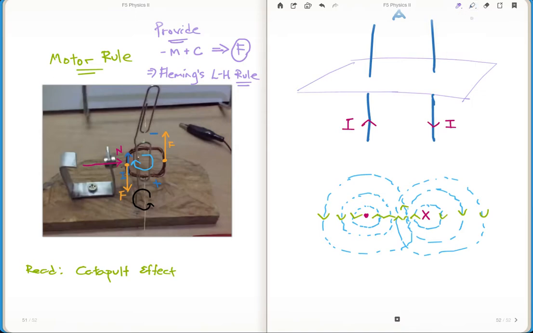So what happened now is, how do we determine where the force is? If you are in the middle of this region, what happened? Here you have a magnetic field. This one is a magnetic field. You have current.